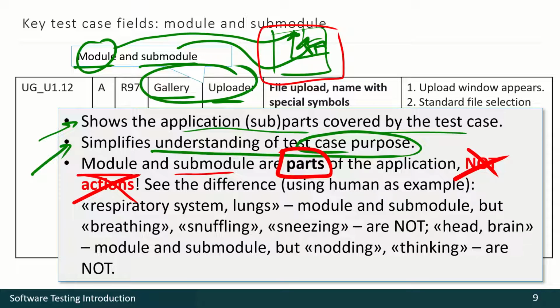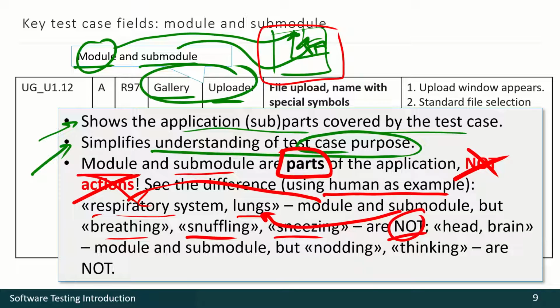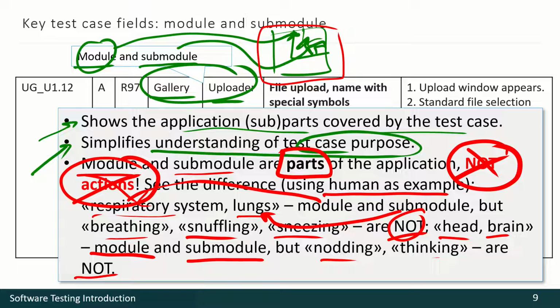For instance, let's take human as an example. We may somehow divide a human into a respiratory system, lungs, this is module and submodule, but we cannot divide a human into breathing, snuffing, snoozing, and so on. These are not submodules. These are some actions of a human. And again, head, brain are module and submodule, but nodding, thinking are not. And once again, this should not be actions, this should be parts.